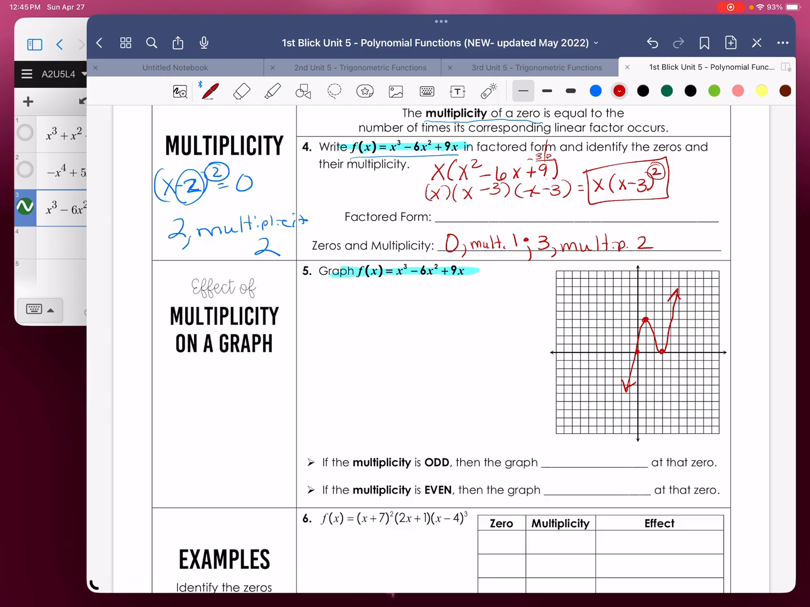So let's look at what happens with this. If the multiplicity is odd, so first of all, 0 had a multiplicity that was odd, then the graph crosses at that point. See how it went straight through the 0? It just crossed it. If your multiplicity is even, like the multiplicity of 3 was even, what happened when it got up here to the 3? It bounced, okay? It bounced. So if your multiplicity is odd, it's going to cross through that point. If your multiplicity is even, it's going to bounce at that point.